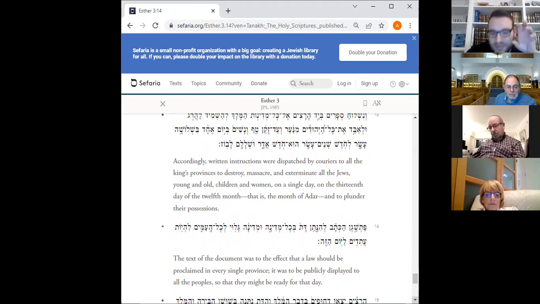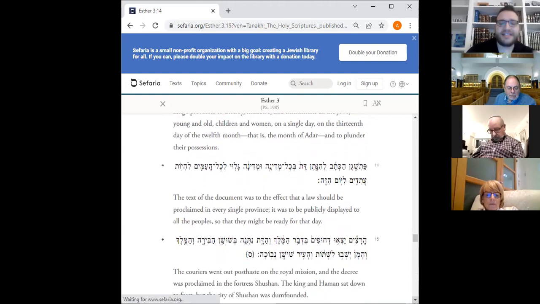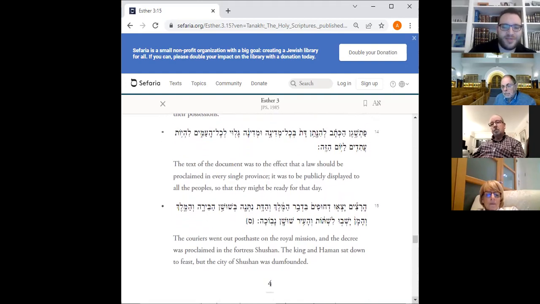The fact that, what was the clincher to get people involved was the idea to plunder their possessions. The text of this document was to the effect that the law should be proclaimed in every single province. It was publicly displayed so that they may be ready for that day. And now we come to a word that we spoke about earlier. The couriers went out post haste. The chufin, they went out very, very quickly.